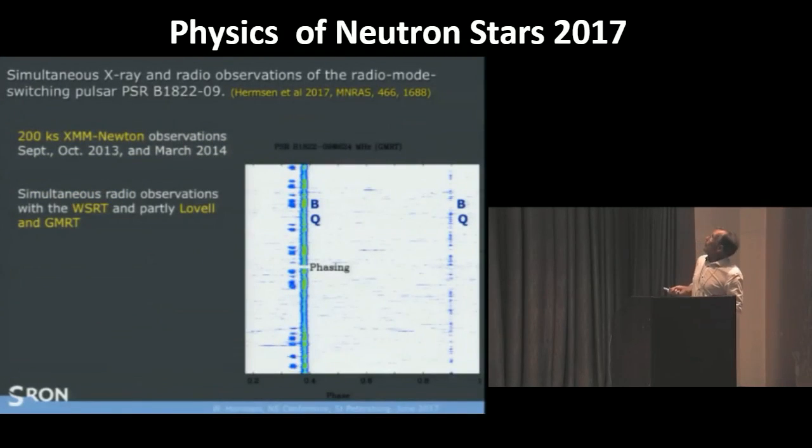So then the campaign on 1822. We had 200 kiloseconds of excellent Newton observations, in 2013 and March 2014. We had simultaneous observations with Westerbork, and it was also supported by Lovell and GMRT, because particularly in this case, when you mode switch every 5 minutes, you always have to know exactly in what radio mode it is. So you must really always have coverage. If one of those radio telescopes had RFI or wouldn't work for a moment, we could have the other.